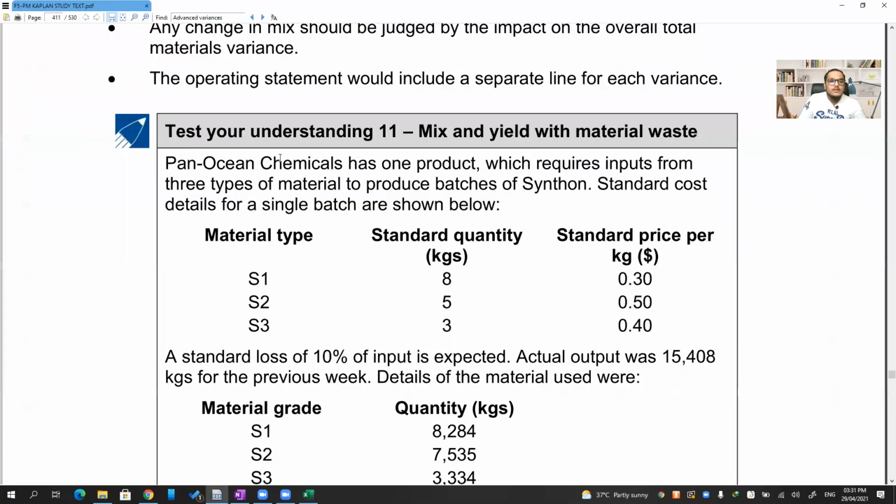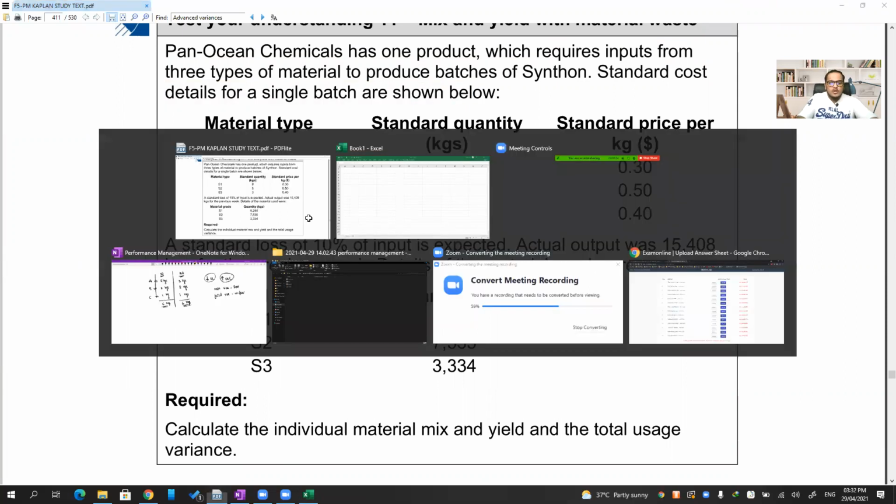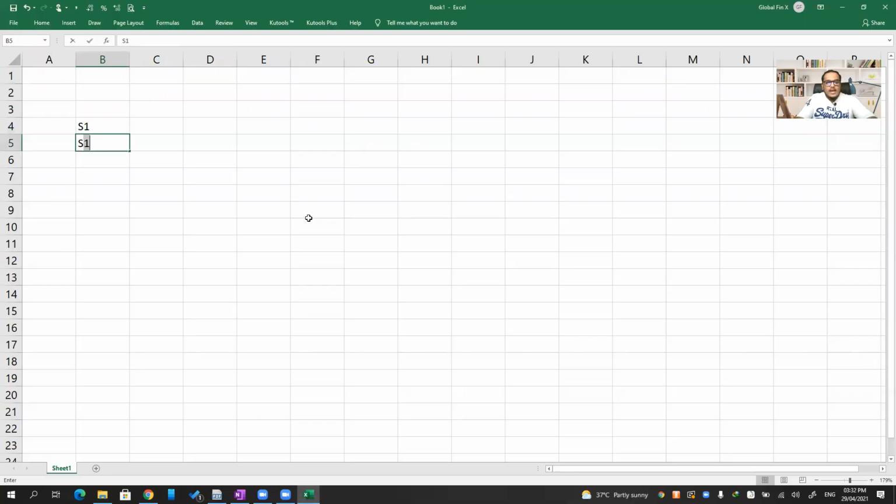So now let's see this. Pan Ocean Chemicals has one product which requires inputs from 3 types of materials to produce batches of Synthon. Standard cost details for a single batch are shown below. We have 3 types of material, so I'm going to take S1, S2, S3, and write here standard.